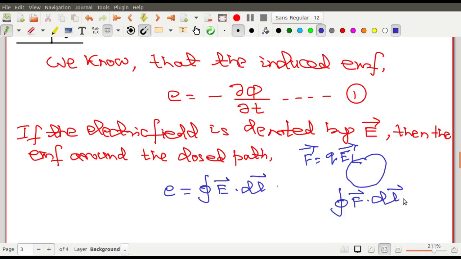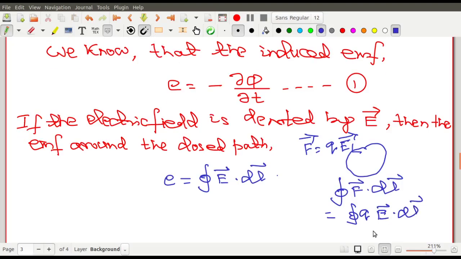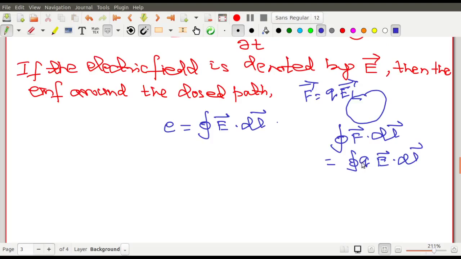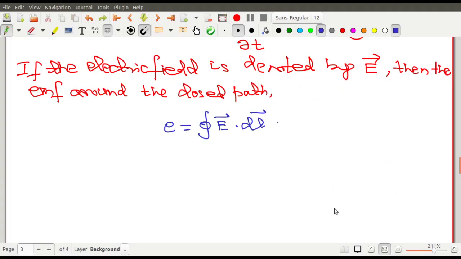So closed integral F dot dl is now Q E dot dl. Now if I take unit charge over here, Q equals 1, then this is actually E dot dl, and this one is known as the EMF. So এটা EMF এর definition, we don't have anything to do. The definition of EMF is the work done in taking a unit positive charge once round a circuit, so Q is equal to 1, right? That's fine. So E equals closed integral of E dot dl. This is your equation number 2.